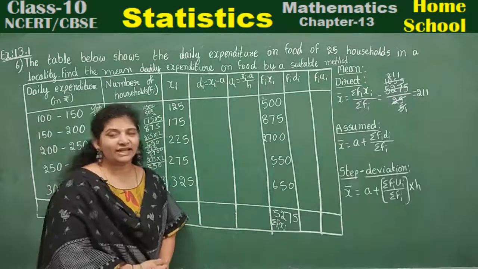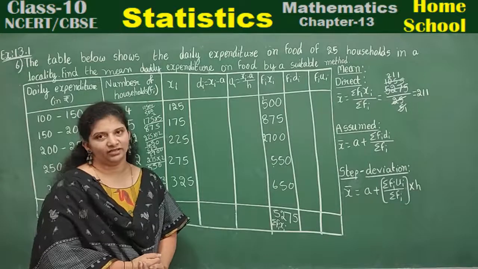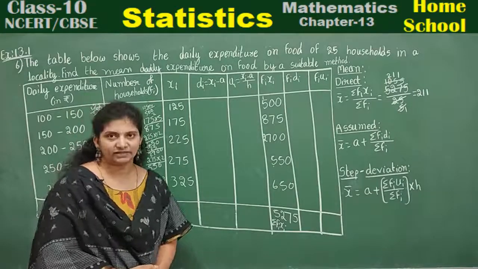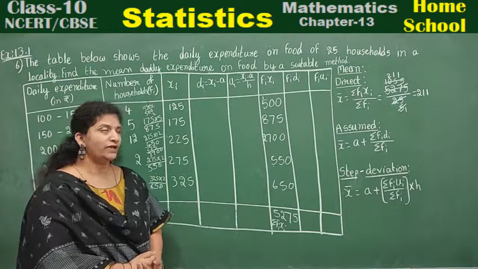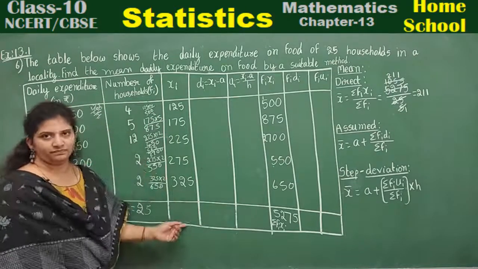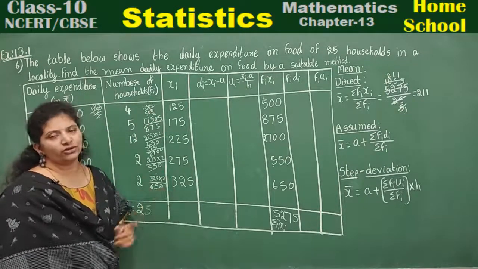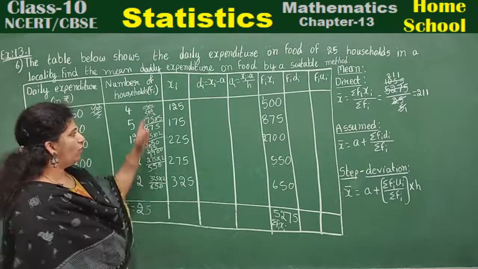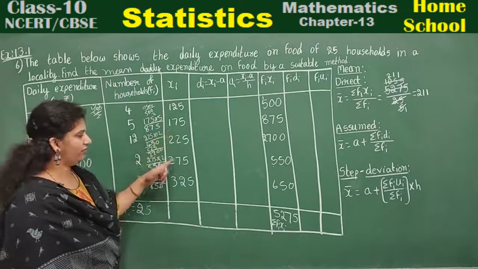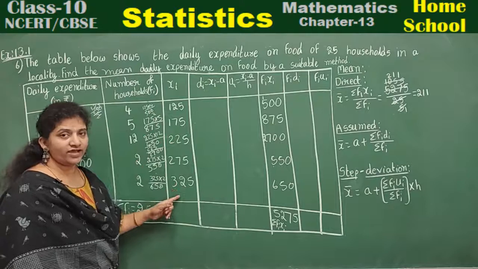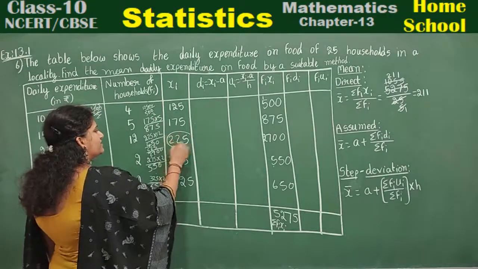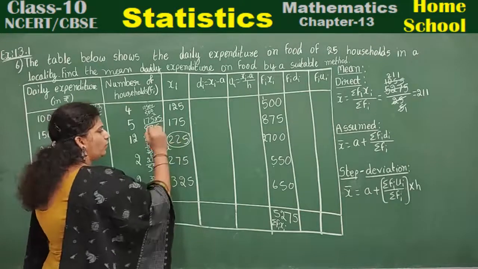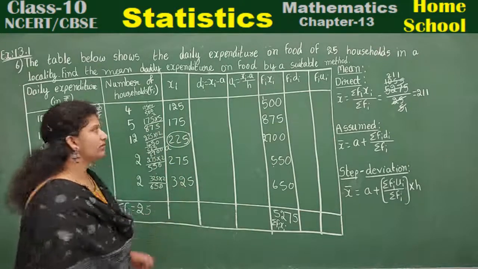Next method is the assumed mean method. Before starting this method, we are going to assume a value. Where do we need to assume? In the scores. The middle score we are going to assume as A. 1, 2, 3, 4, 5. What is the middle number? The third one, right? Mark this as A. With the pencil, make a round.